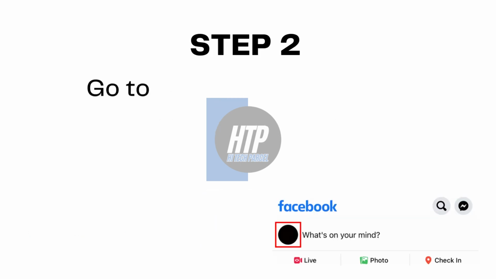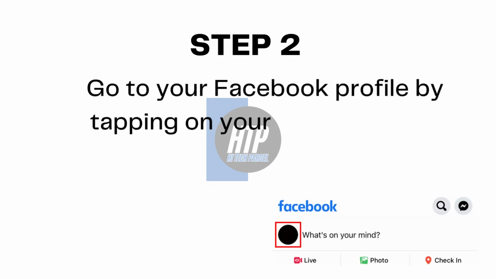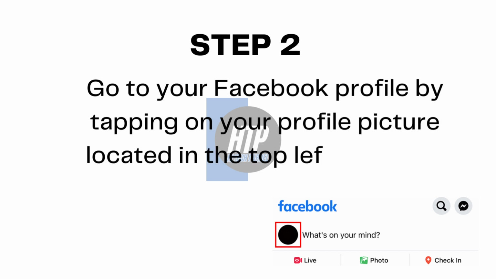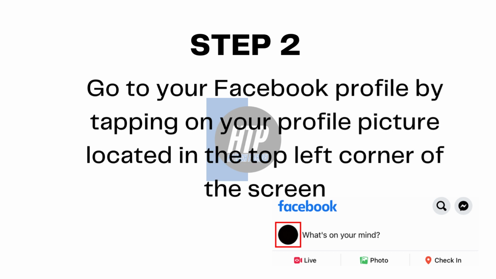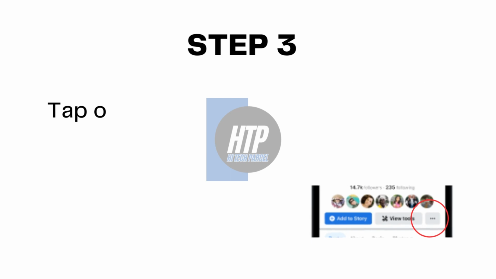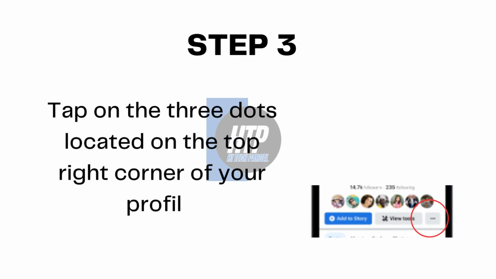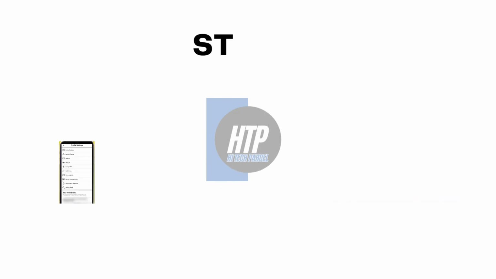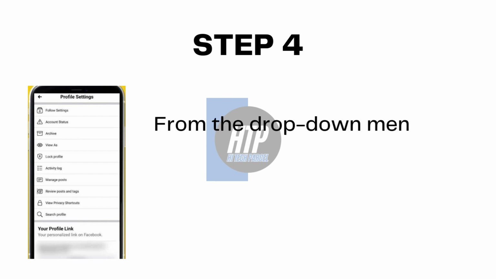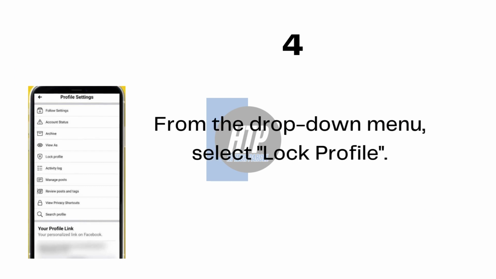Number 2. Go to your Facebook profile by tapping on your profile picture located in the top left corner of the screen. Number 3. Tap on the three dots located on the top right corner of your profile. Number 4. From the drop-down menu, select Lock Profile.